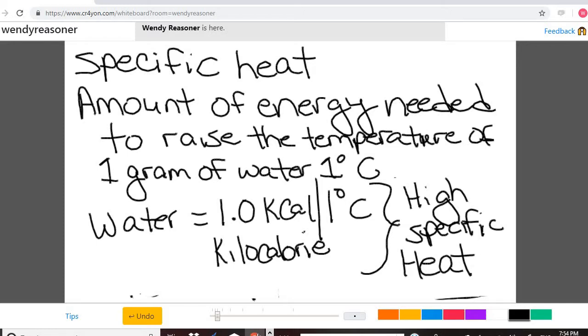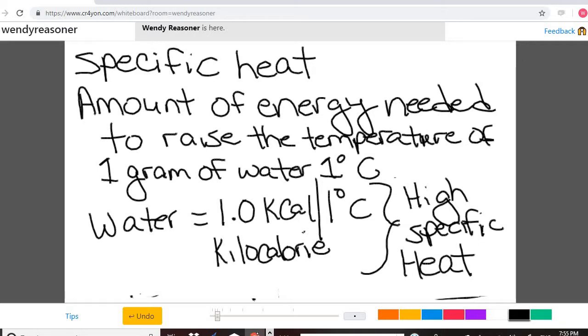So in other words, it takes a lot of energy, it takes more energy to raise the temperature of water compared to other substances. And that also means that the opposite is also true. So if it takes a lot of energy to raise the temperature of water, it also means that you have to remove a large amount of energy or a large amount of heat in order to cool it down.